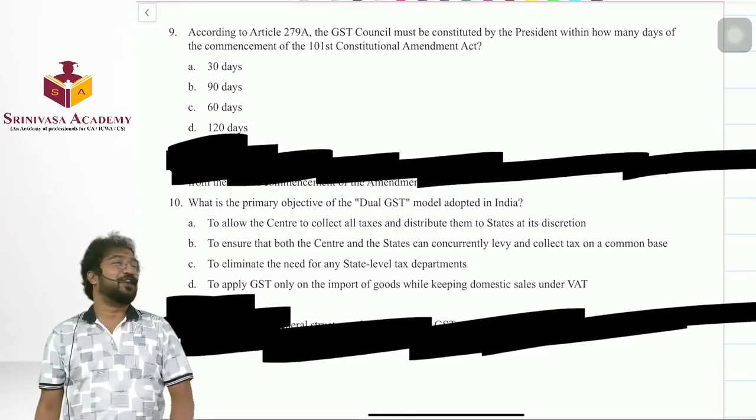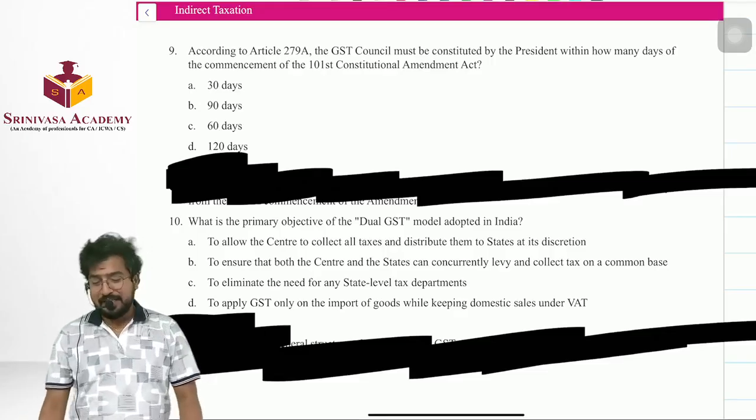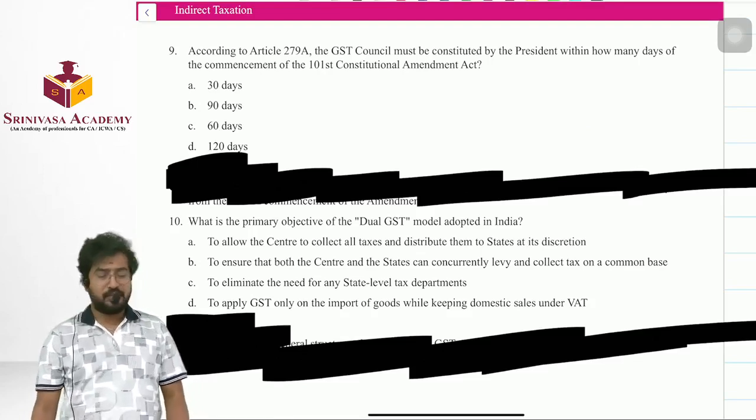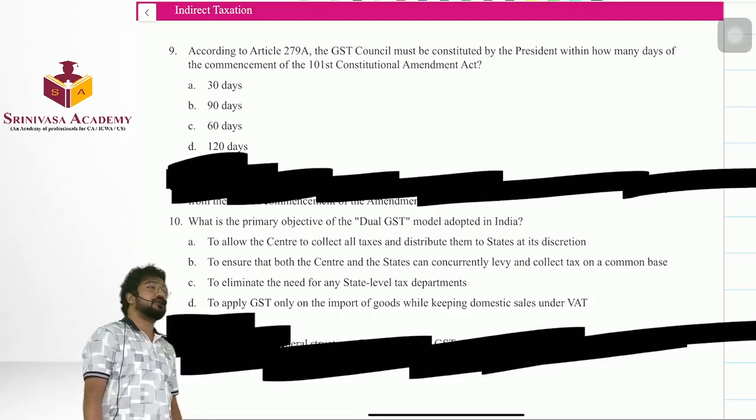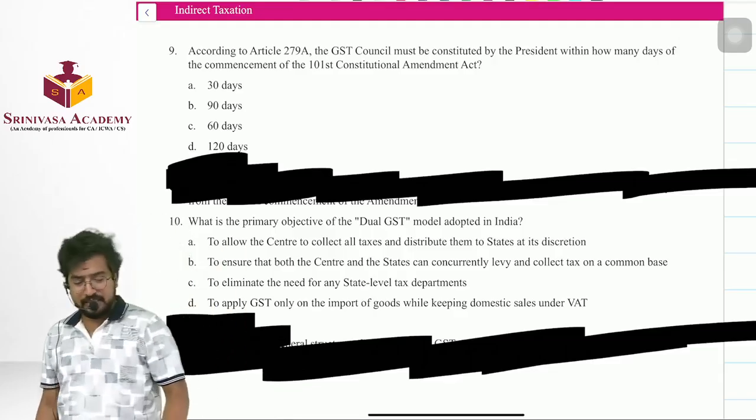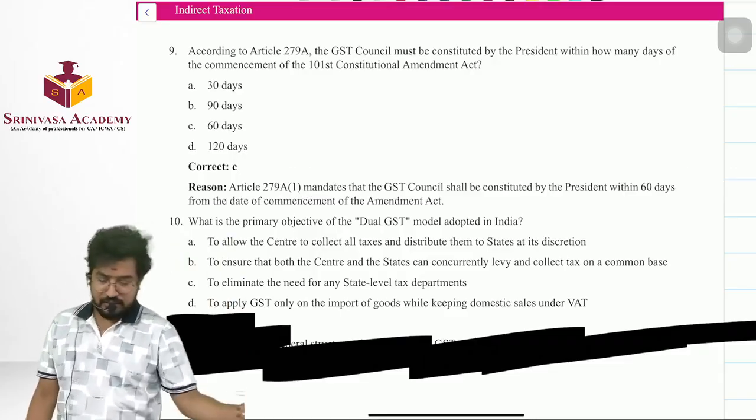Okay. Ninth question. What is ninth question? 279A. 279A is all about what? GST Council. So you should incorporate the GST Council. Who should incorporate? President of India. Within how many days? 60 days. Yes, 60 days is the correct answer.